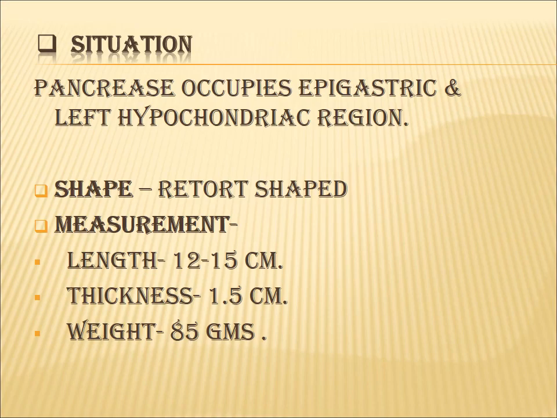Then measurement and weight. The pancreas varies in length from 12 to 15 centimeters, or else 5 to 6 inches, and it is about 1.5 centimeters in thickness. Its average weight will be about 85 grams.